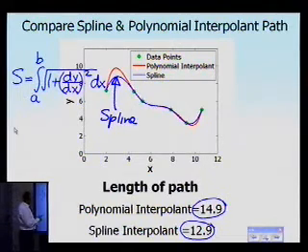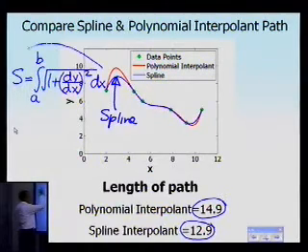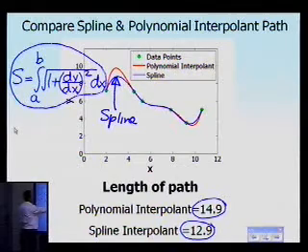So be sure that when you're trying to find the length of this path, you don't start doing some kind of integration under the curve, because that will give you the area under the curve. That's not what we're interested in. We're interested in finding the length of the curve, and the formula for that is given here. And that's the end of this segment.